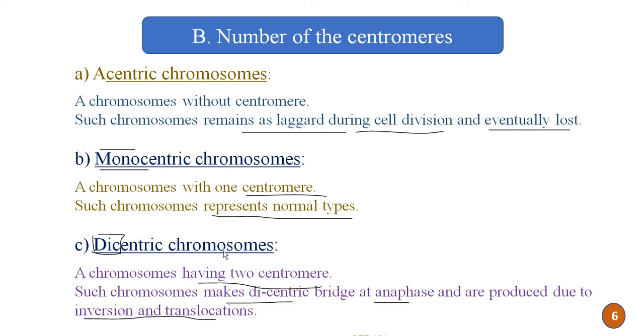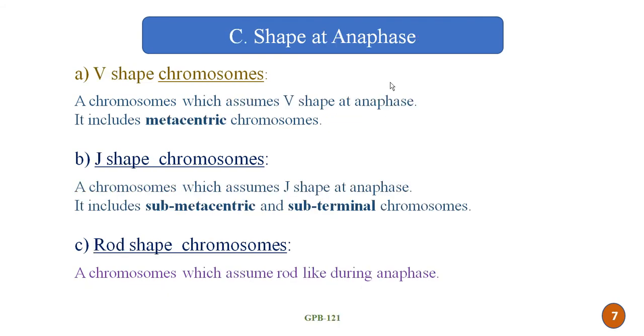This type of dicentric chromosome is observed, and these chromosomes generally show the dicentric bridge at the anaphase. So this is a special structure observed during the anaphase, which confirms that this chromosome has 2 centromeres, and the origin of this chromosome is due to either inversion or translocation. So this is the second criterion for classifying the chromosomes. Then the next criterion is shape at anaphase.